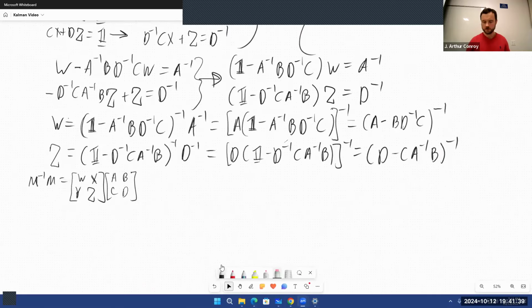All right, cool. So I've moved this equation down from above. This is the same idea. We did M times M inverse. Now we're doing M inverse times M, but it's still going to equal the identity matrix, right?